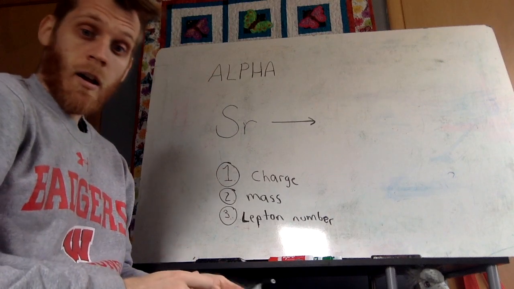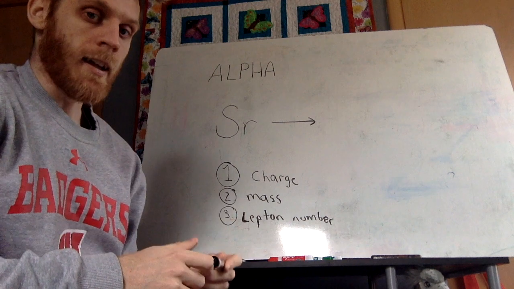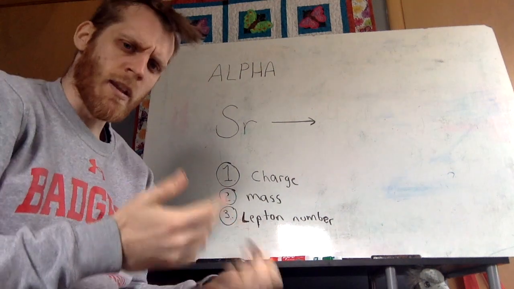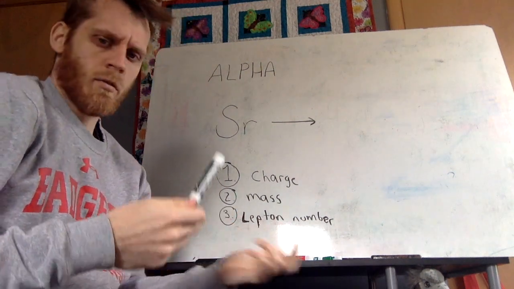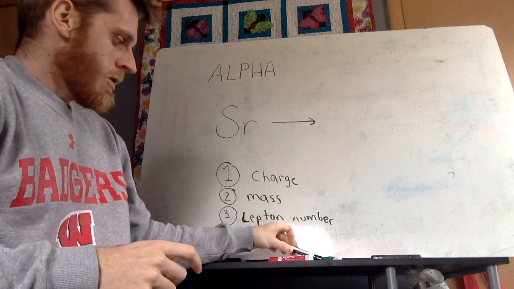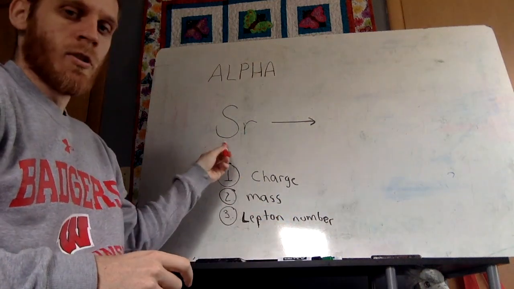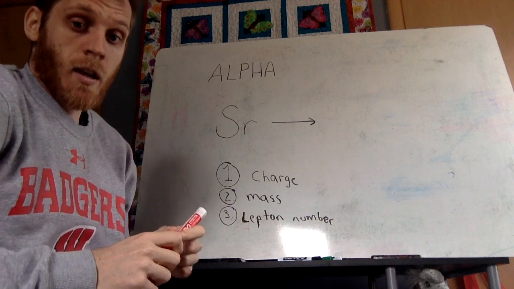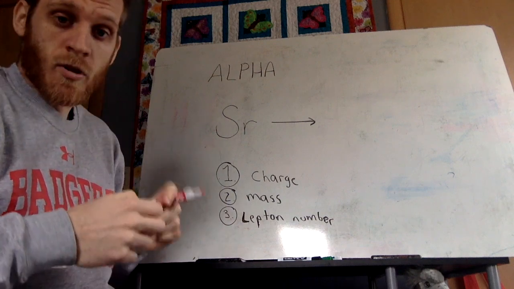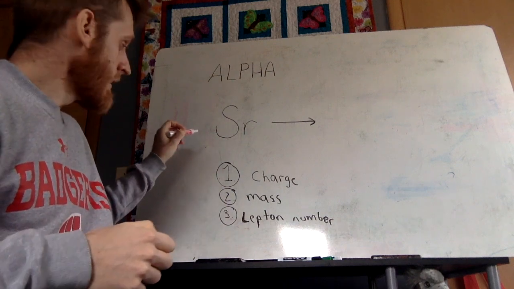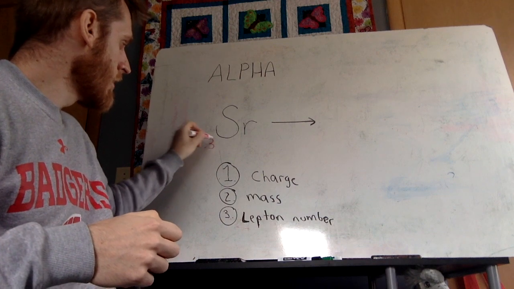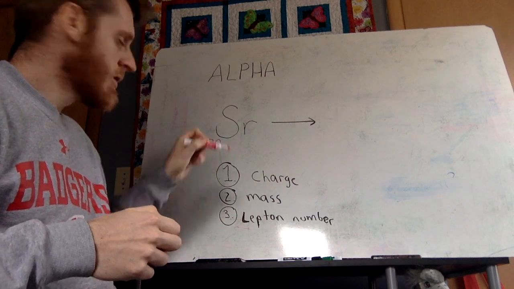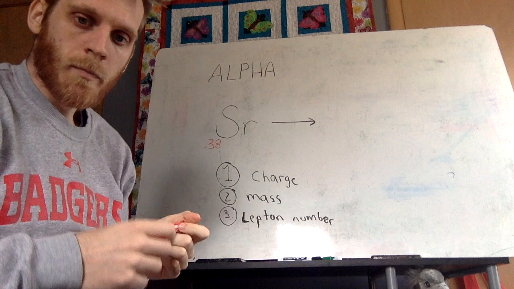Alright, so we're going to write the reaction for the alpha decay of strontium. We can do this for any particle, but just randomly pick strontium. So the first thing you want to do is start with what you know. It's strontium, and we're going to fill in the information for strontium. Now, lower left-hand side, I usually like to write the nuclear charge of strontium, which is 38. You can get that from the periodic table.